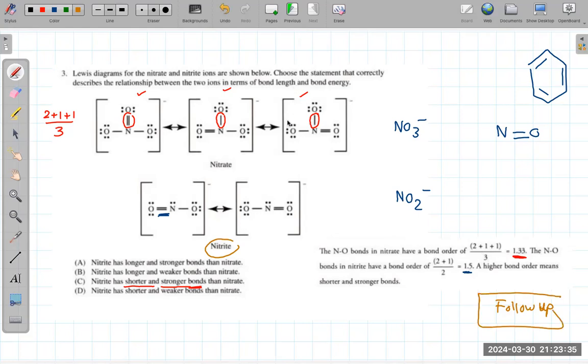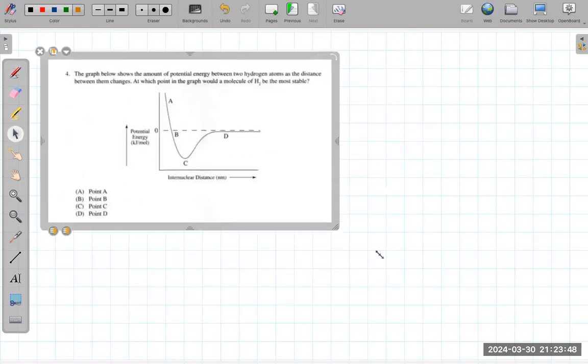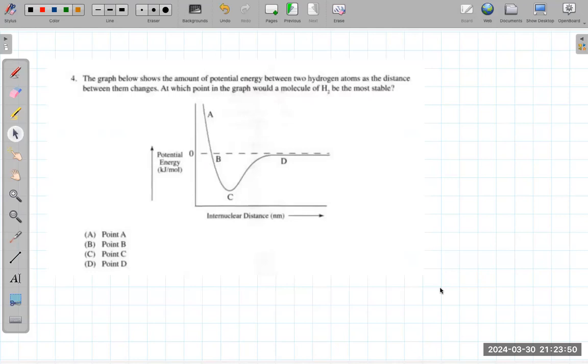Okay. The next question is number 4. The graph below shows the amount of potential energy between two hydrogen atoms as the distance between them changes. At which point on the graph would a molecule of H2 be the most stable?